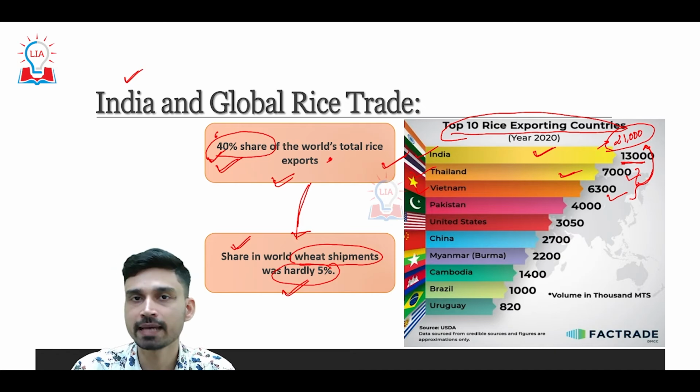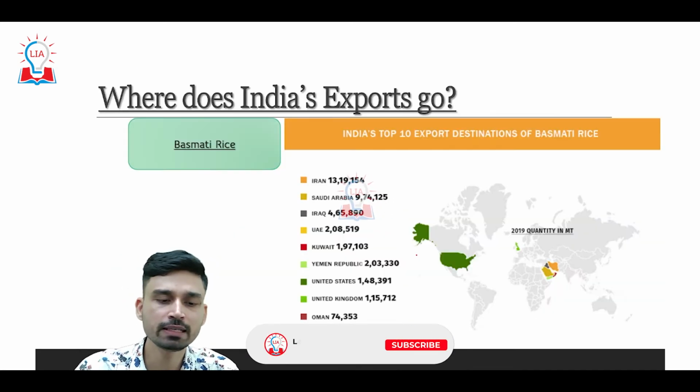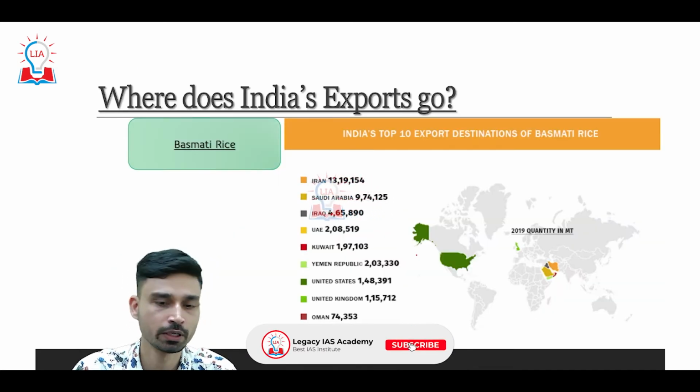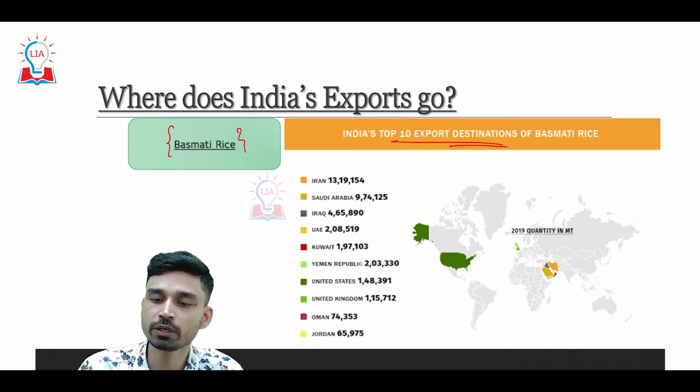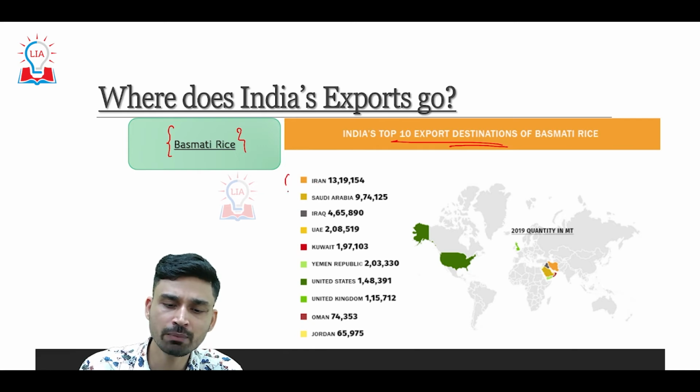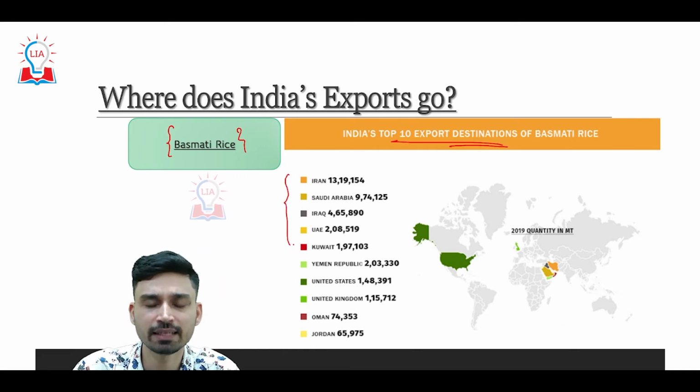So if India has decided to curb the rice export, which countries are expected to suffer? As far as the basmati rice is concerned, India's top 10 export destinations of basmati rice are basically the Arabian Peninsula and Iran together.